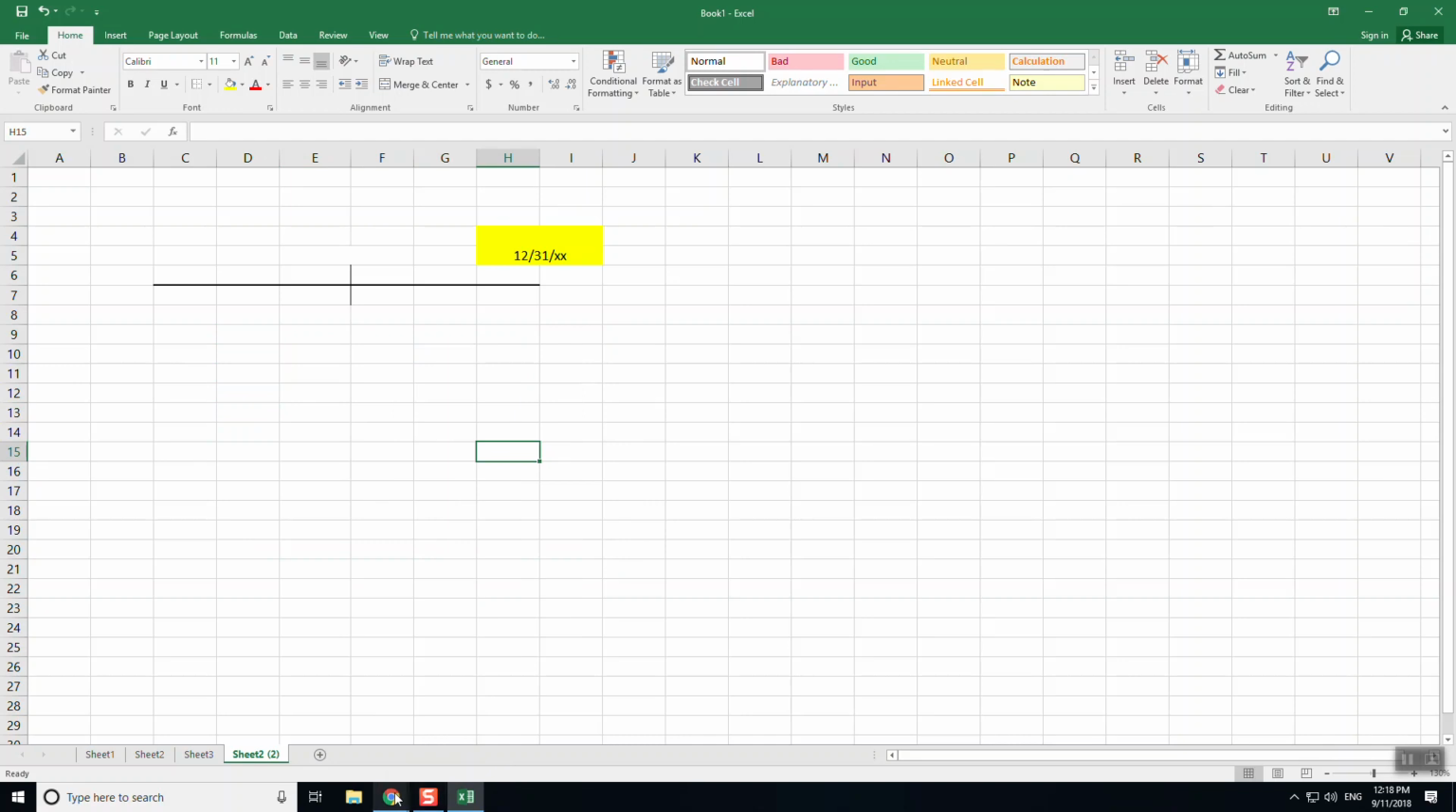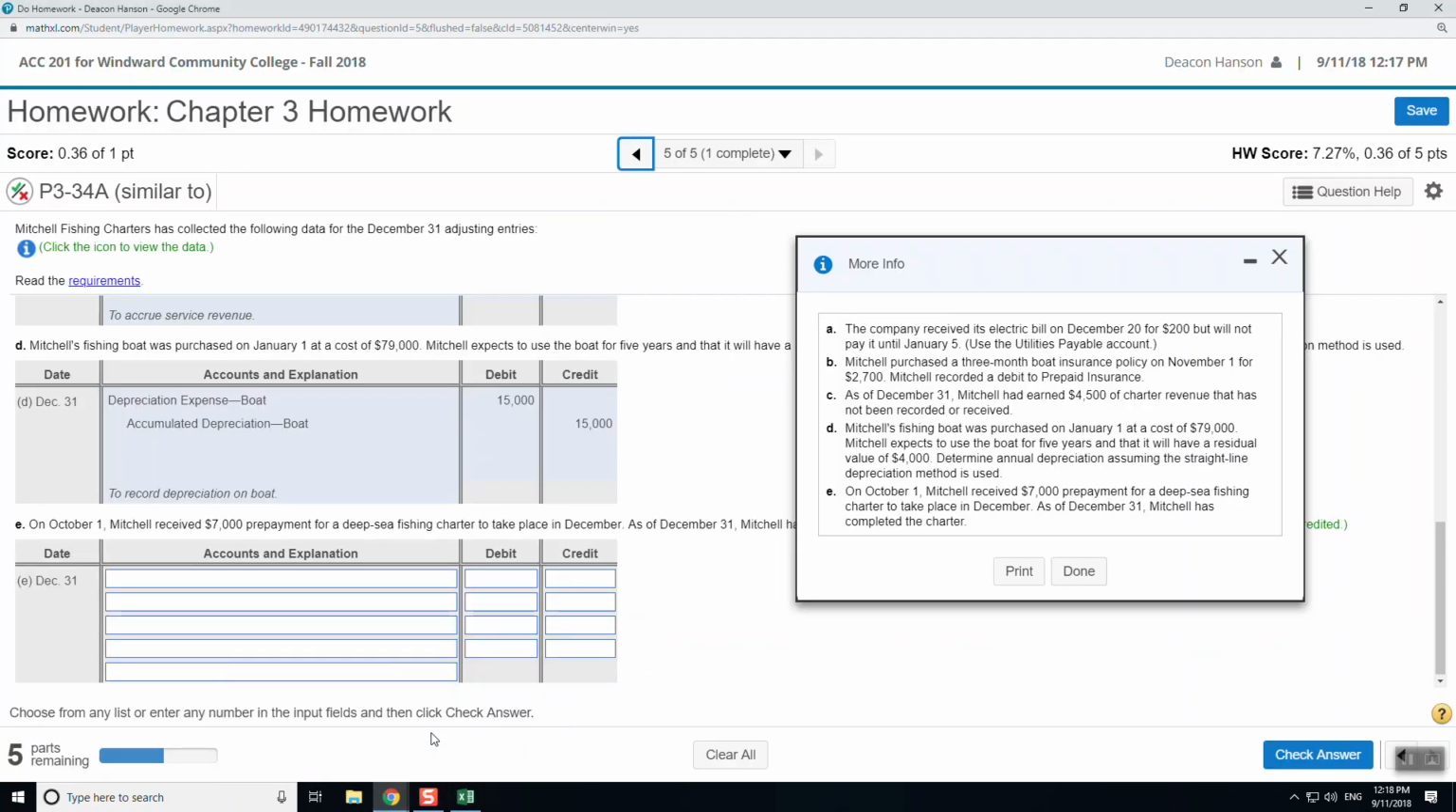So let's see. I'm going to come back over here and read carefully. That's the thing about this stuff. It's not like leisure reading. You have to read really carefully. It says on October 1st. So in the back of your head, you're already thinking, okay, October 1st, something happened. We received $7,000 in prepayment for a deep sea fishing charter to take place in December. As of December 31st, Mitchell has completed the charter.